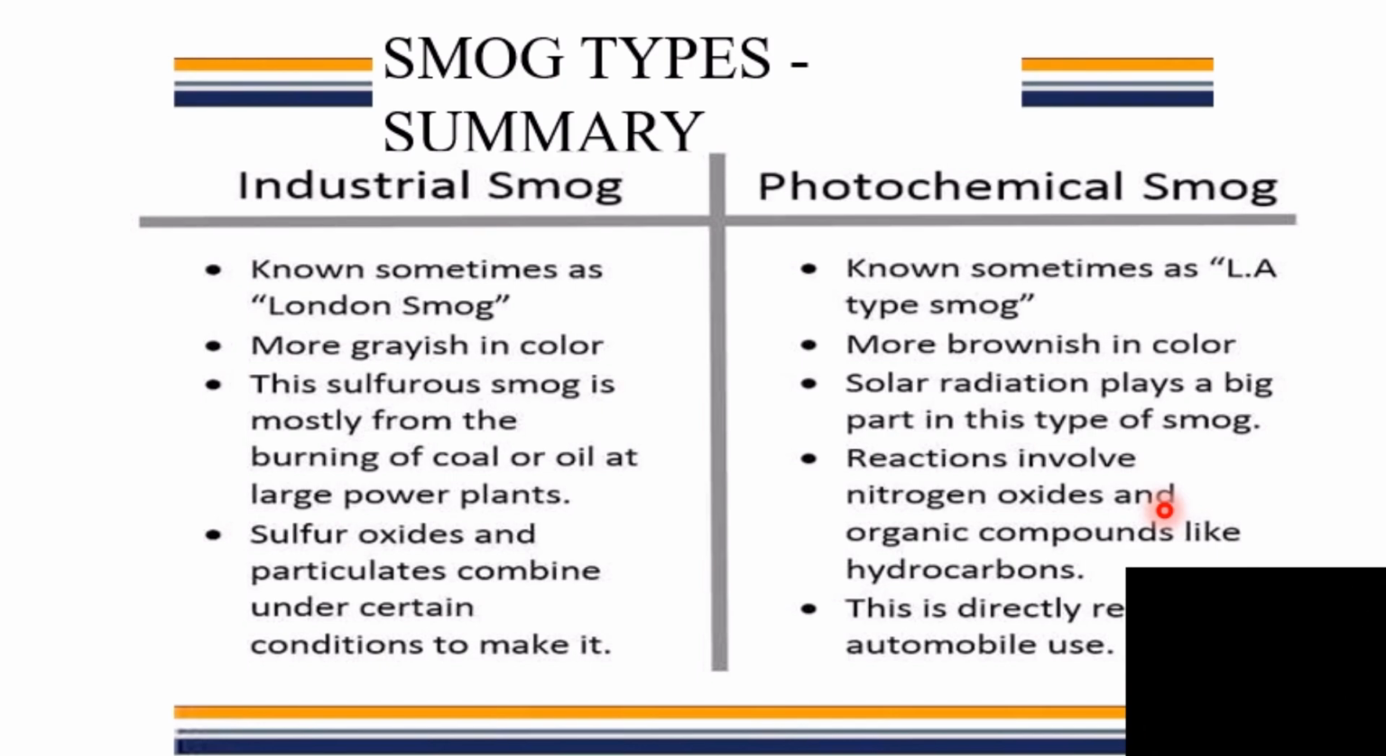Okay, and in industrial smog, the sulfurous smog is mostly from the burning of coal or oil at power plants. Whereas here, this is mainly because of your industrial and your vehicle exhaust, that is nitrogen oxides and your volatile organic compounds. And along with the sulfur oxides, it also mixes with the particulates that are there in the atmosphere. This again is mainly connected with the automobile and industrial exhaust. Okay, hope you can now bring out the differences clearly.